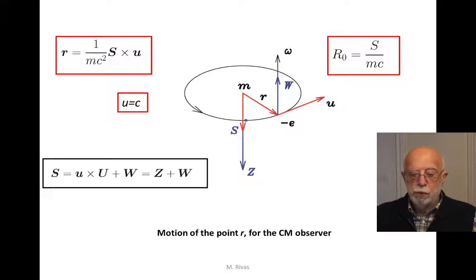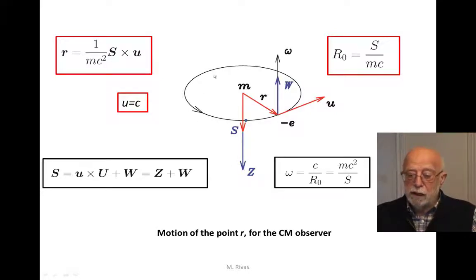But the spin, we know, has two parts, one orthogonal to the velocity u, and therefore this part Z has to be perpendicular to that plane, so it is along that direction, and another, W, related to the angular velocity, which will be along the angular velocity, but this part must be larger than this part because the total spin is pointing downwards.